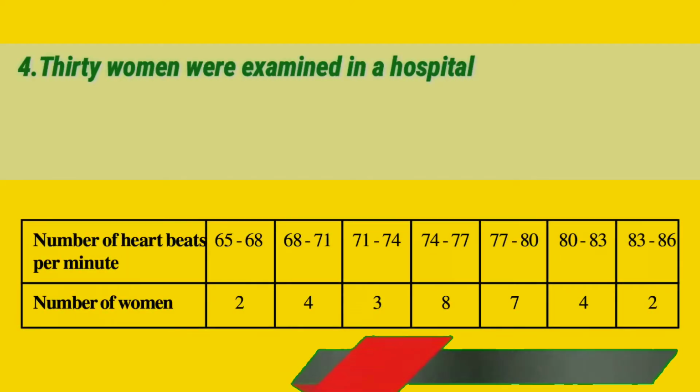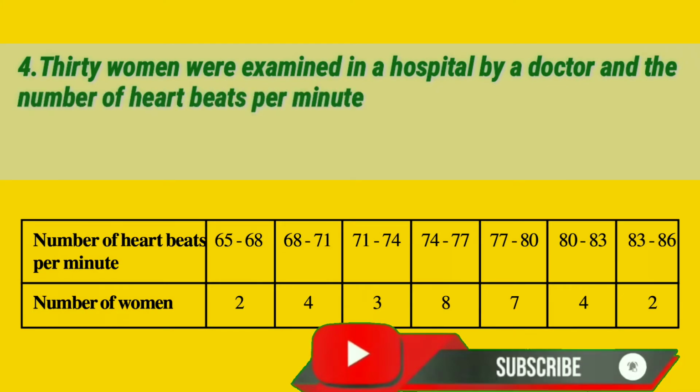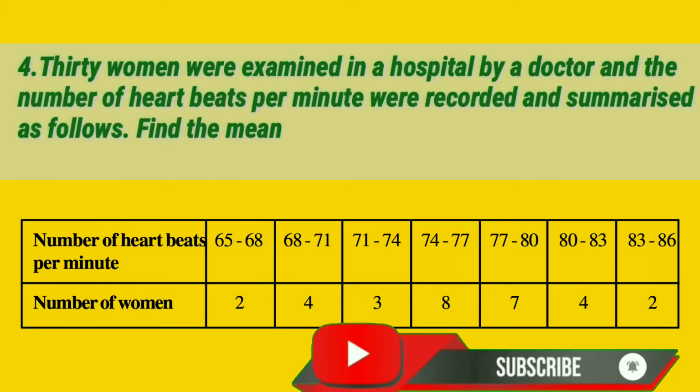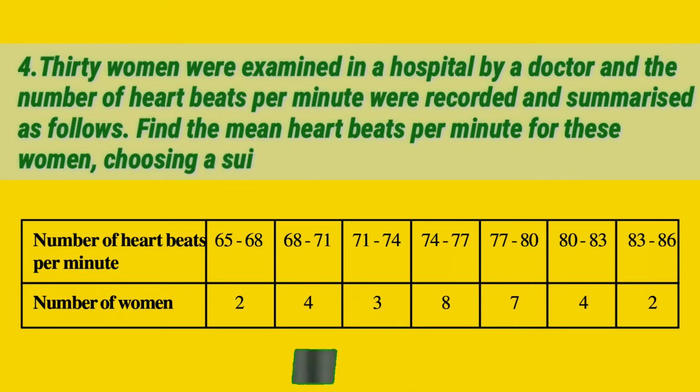This is our answer. Here we have a question. 30 women were examined in a hospital by a doctor and the number of heartbeats per minute were recorded and summarized as follows. Find the mean heartbeat per minute for these women choosing a suitable method. Table is given below and let us solve it.